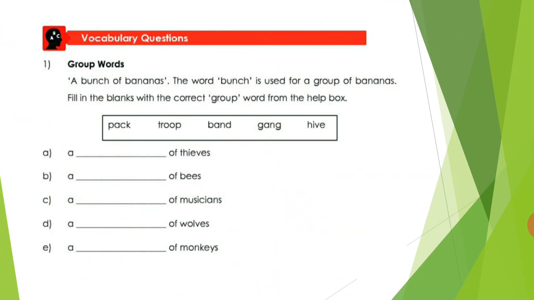So, you have to write the correct group word in the blank. For example, a dash of thieves. So, what word will come here? Gang. What will come? Gang will come. Okay, students? In this way, you have to complete the blanks. You have to fill the blanks.